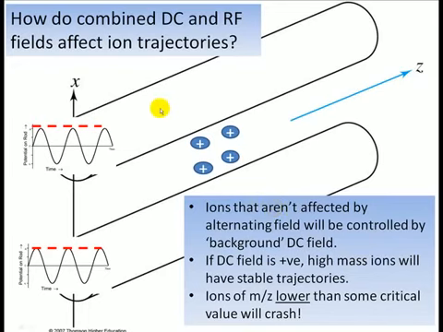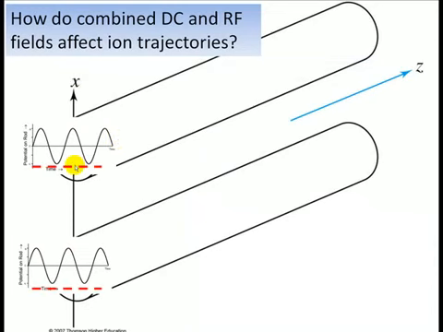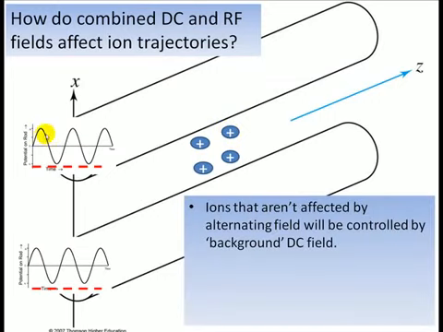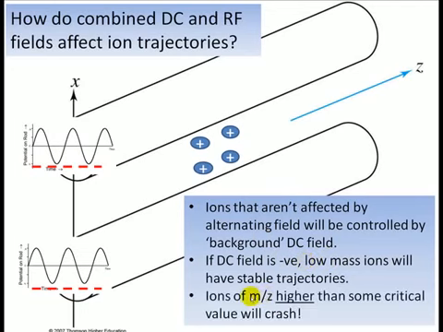Anyway, now let's look at the situation where the rods have a negative DC voltage. When the rods have this negative DC voltage, that tends to destabilize the trajectories. The ions would crash if they were not affected sufficiently by the alternating voltage. In this situation, the alternating voltage has the chance to save them from crashing. But ions will only be saved if their mass is low, and if they can respond in time. Ions of mass-charge ratio higher than some critical value will crash.